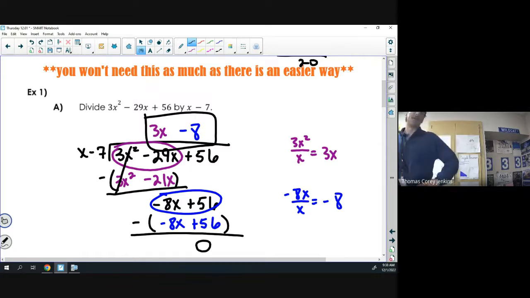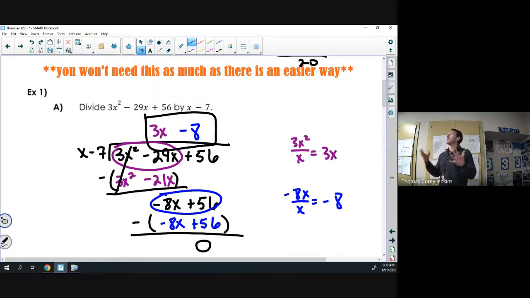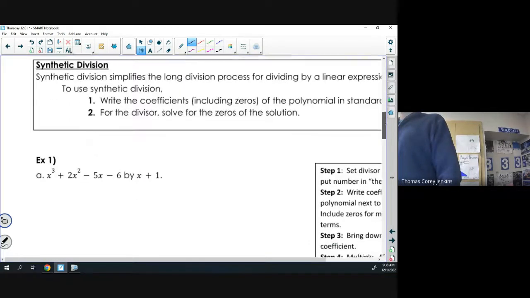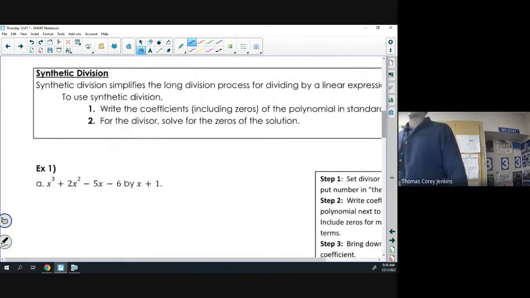Now, I will say that this particular way to do it, just regular traditional long division, is a little bit tougher. Because of that, we will focus most of our attention on synthetic division, okay, which is on the next slide.